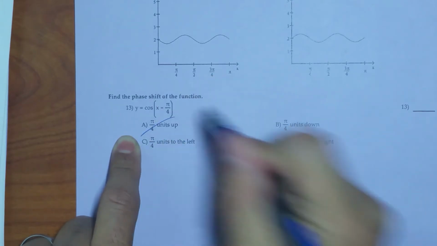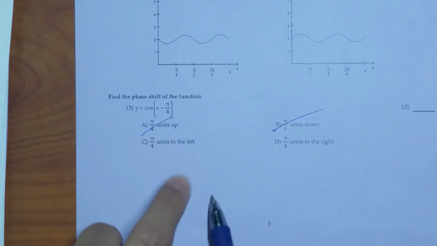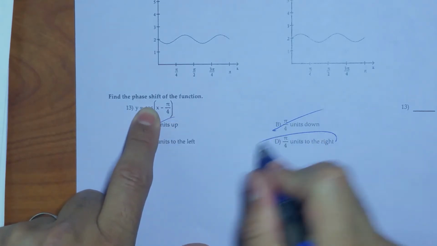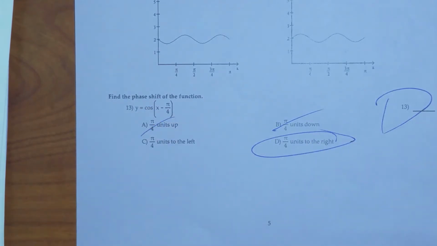So that means it's not up, it's not down. It's to the right, because it's going to be opposite, isn't it? Does that make sense? And if it was a positive, it would be to the left, right? Yes. Positive goes to the left. Opposite directions.